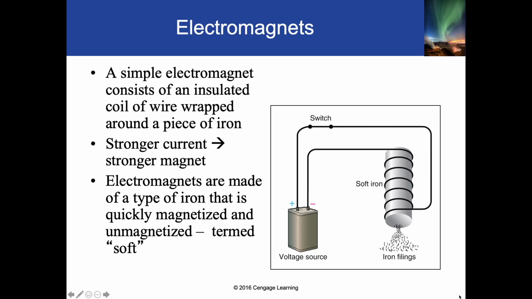So electromagnets are made of a type of iron that's quickly magnetized, and that's termed soft, right? And so you have your battery, you attach it to, I don't know why you need a switch, but you could have a switch, wrap it around the soft iron, and then it will become magnetic. Which is actually very interesting, because since it's soft iron, if you take it out and it's no longer inside this electric field, it won't be magnetic anymore, right? So that's what it means when you're soft iron. It means that as soon as you leave the magnetic field, you're no longer magnetic.